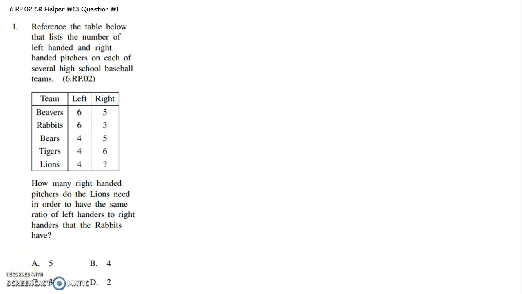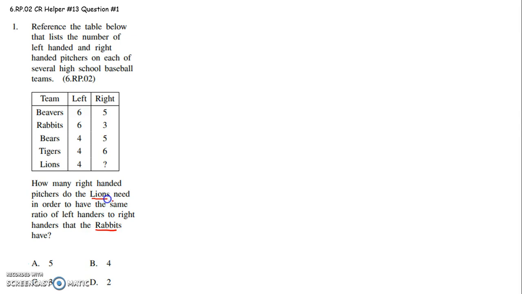All right, sixth graders, this is to help you with question 1 on CR 13. It says reference the table below that lists the number of left-handed and right-handed pitchers on each of several high school baseball teams. So for instance, on the Rabbits, there's 6 left-handed pitchers and 3 right-handed pitchers. How many right-handed pitchers do the Lions need in order to have the same ratio of left-handers to right-handers as the Rabbits have?